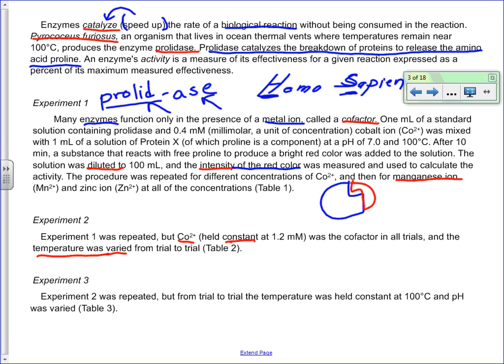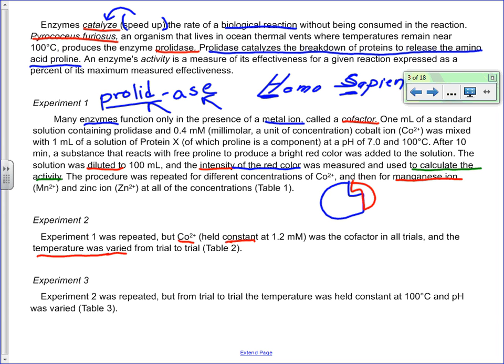All right, what are we trying to measure about the enzyme? Yeah, the activity. And remember that we learned that the purpose of the enzyme is to break down proteins to make proline. All right, so we're trying to measure the activity of the enzyme. Now, we can see that in this statement right here. It was used to calculate the activity.